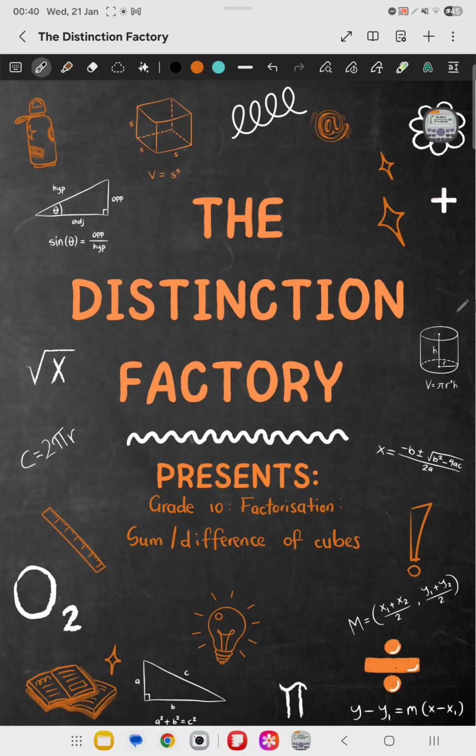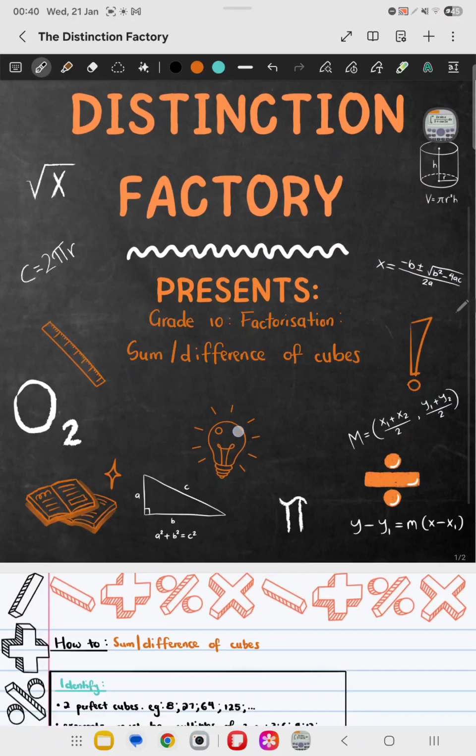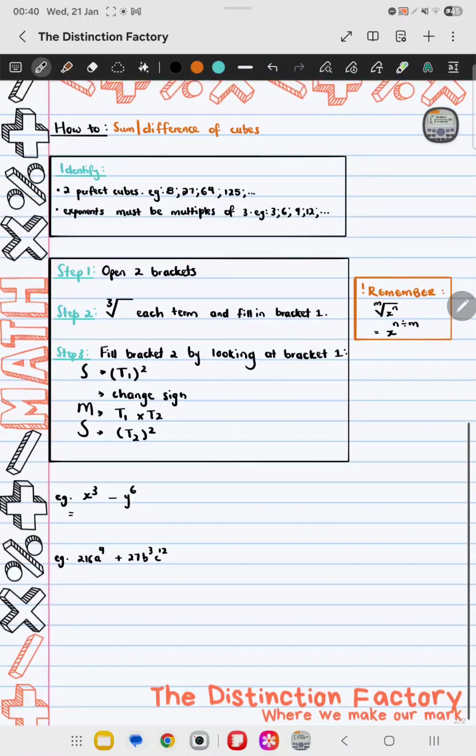And today we are going to be focusing on the sum or difference of cubes, which is a new type of grade 10 factorization that has been added in this year. So before we can get started on our steps for sum or difference of cubes, let's first see how to identify whether we can use this factorization.